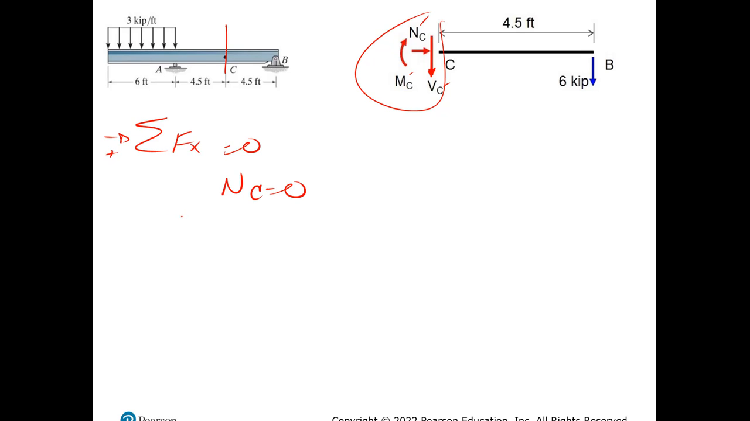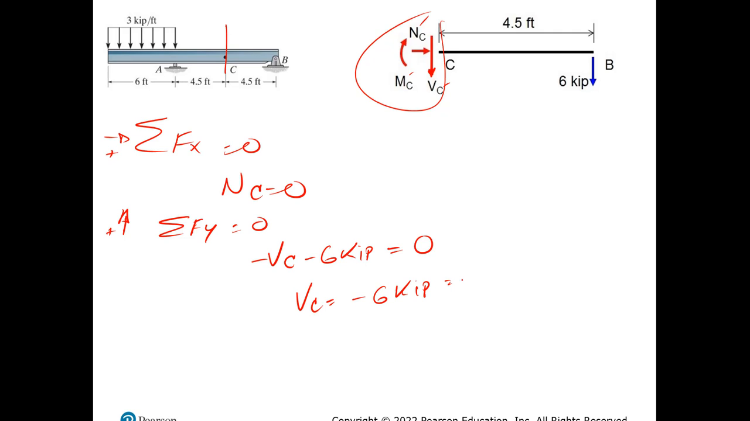So then if I do sum of forces in the y direction equals 0, I will get that I have minus VC, and then minus 6, and that equals 0. If I solve for VC, I will get that VC equals minus 6 kN, or you can say that it's 6 going in the opposite direction.